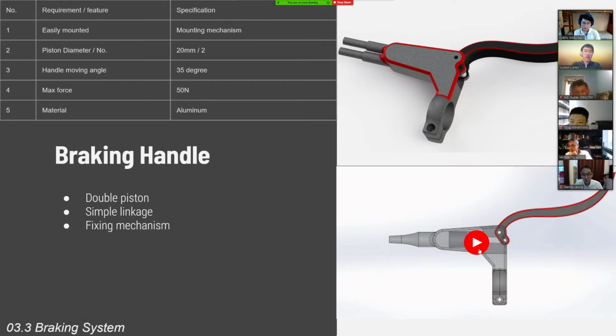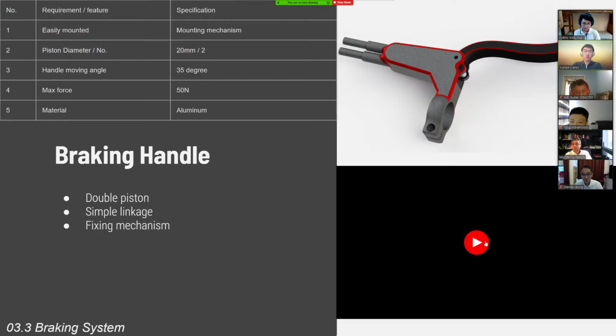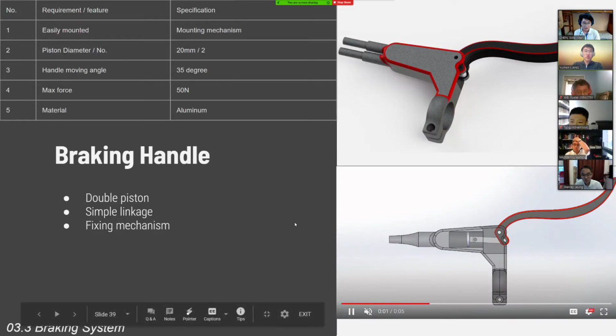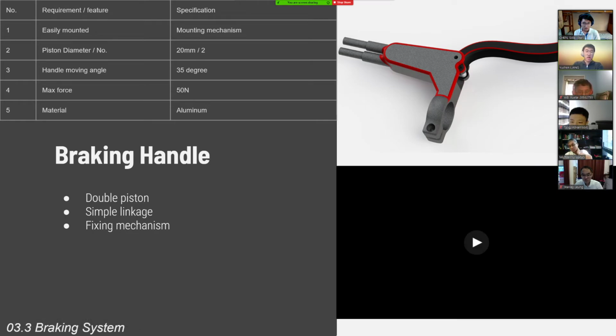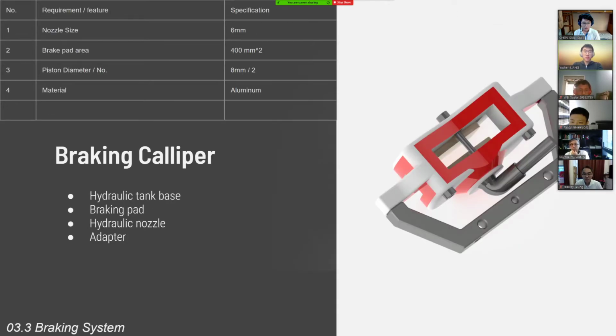You can briefly see how the simple linkage works inside through videos. The mounting mechanism makes use of the changing between tolerance fits. Other specifications can be seen in the chart. The braking mechanism consists of the base, which is a hydraulic tank, 2 braking pads, 2 tiny pistons which actuate the braking pads, and a hydraulic nozzle and the adapter which link it to the steering system and chassis.